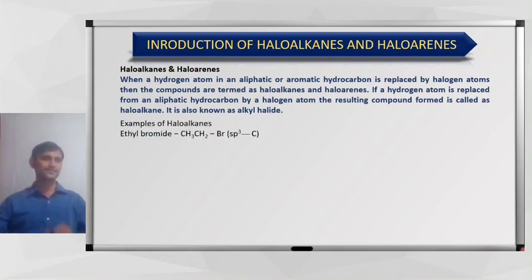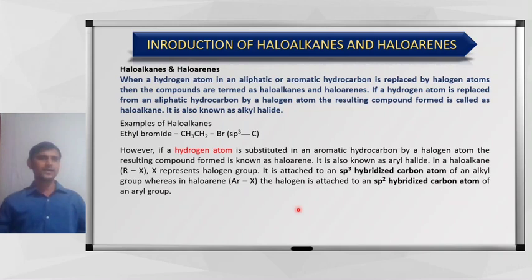Now see the example of a haloalkane, that is ethyl bromide. In ethyl bromide, see this particular halogen, bromine, is attached to an sp3 carbon. Okay, so this is ethyl bromide. Next, in an aromatic hydrocarbon, the halogen atom is attached to an sp2 carbon.